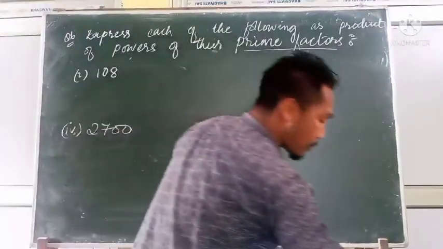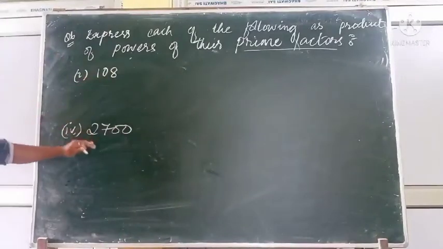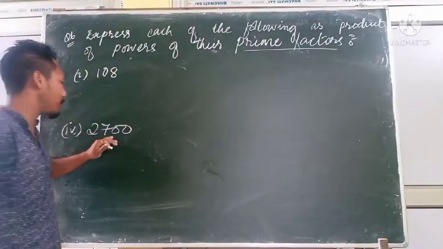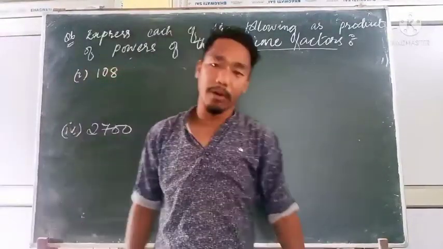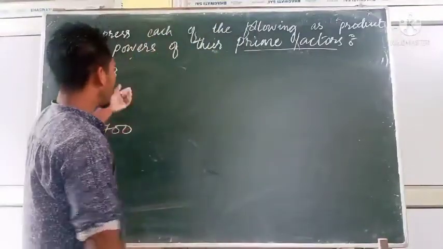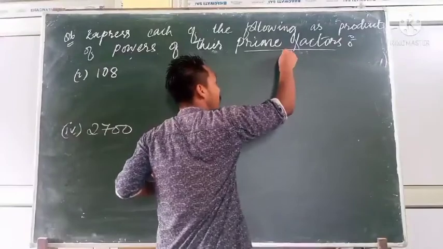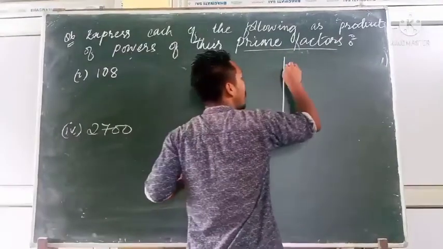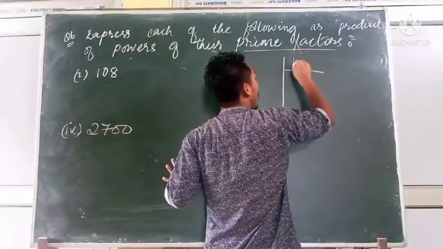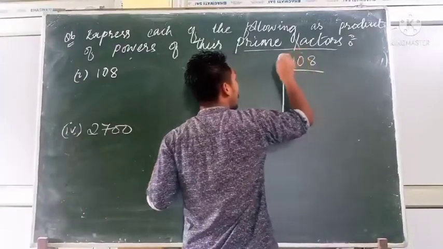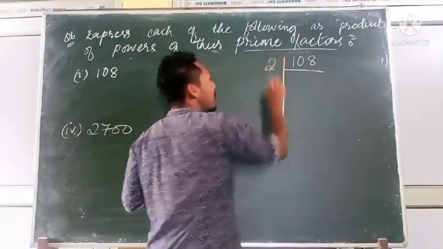So we'll start with the questions 108 and 2700. The remaining two questions you have to do by yourself. So let's start with 108. Let's start with the lowest prime number, that is 2.